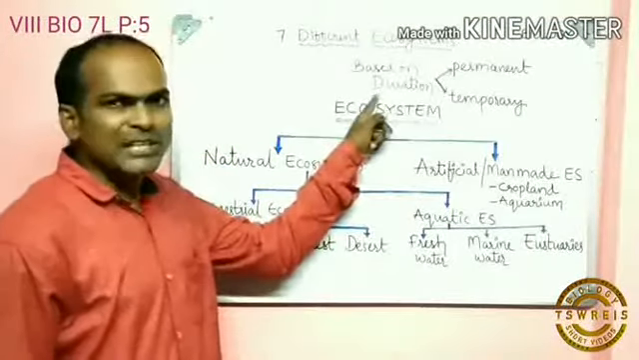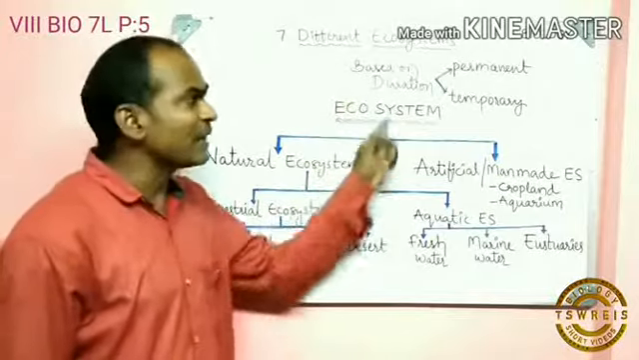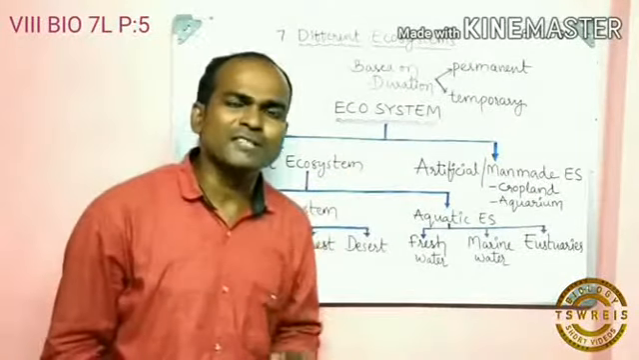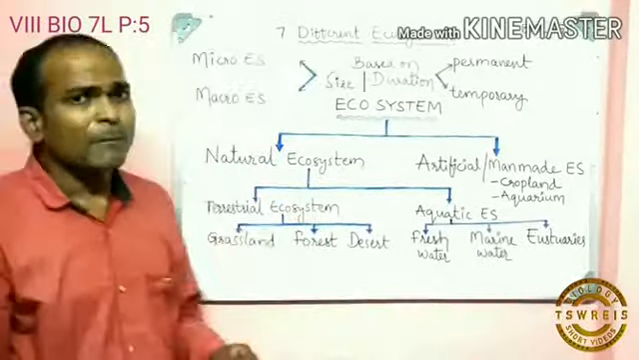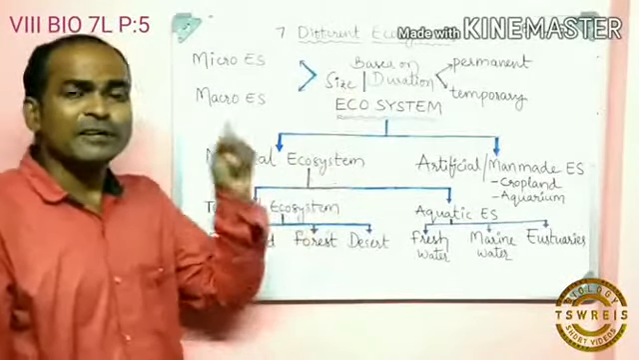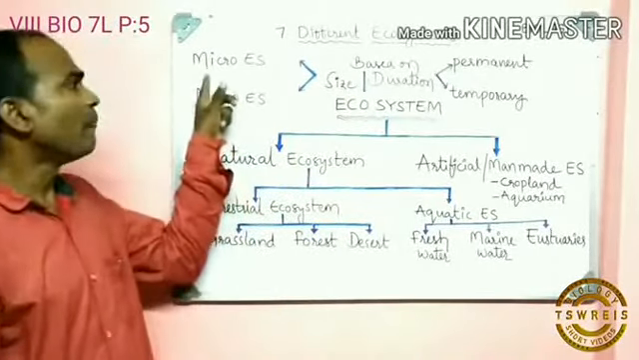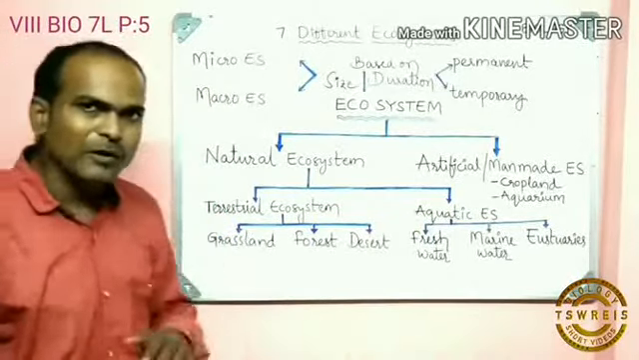Based on the duration of the ecosystem, ecosystems are classified into permanent ecosystems and temporary ecosystems. Based on the size of the ecosystem, we classify ecosystems into micro ecosystems and macro ecosystems.